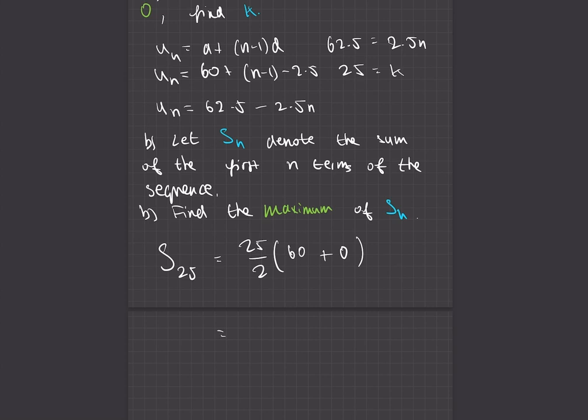So it's going to be 25 times 30, which is 25 times 3 times 10, which is 75 times 10, 750. That should be the final answer.